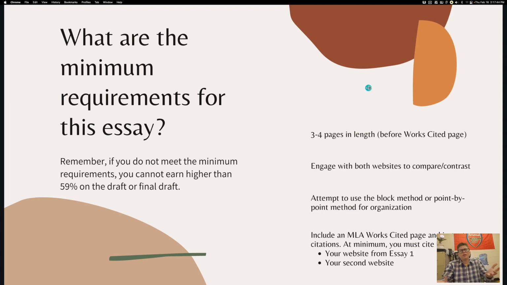So now you might be asking, well, what are the minimum requirements for this essay? Where I might tell you, well, you have an assignment requirements document, go check that out, which you absolutely should, by the way.